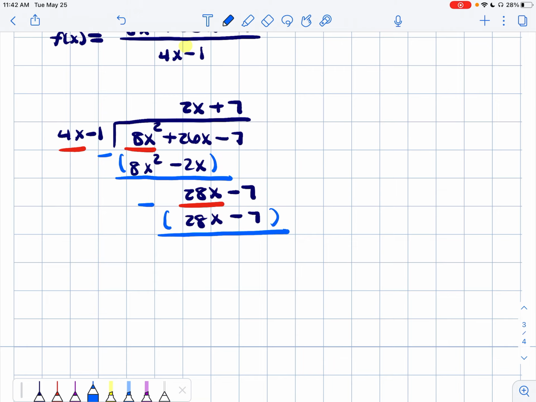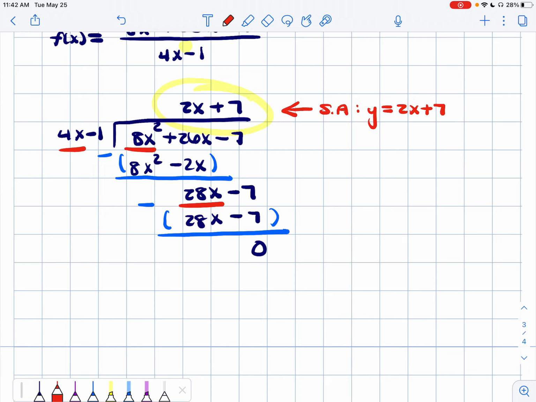And subtract. Okay. So 28x minus 28x, those cancel. Negative 7 minus negative 7, those actually also cancel. So this just leaves us with 0. Okay. All right. Like I said, though, the remainder doesn't matter. Just focus on what is in your quotient. In this case, we have a 2x plus 7. So that tells us that our slant asymptote is at y equals 2x plus 7.